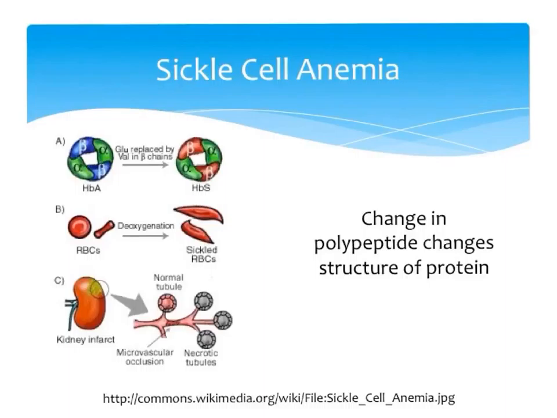So when it's replaced, Val replaces Glu, and I don't remember the full names of those amino acids, and so that leads to these sickle-shaped blood cells instead of the round blood cells, which means there's less oxygen that can be held in the body. And this can also have some effects on kidneys as well.